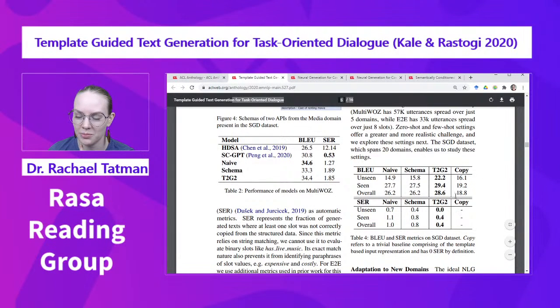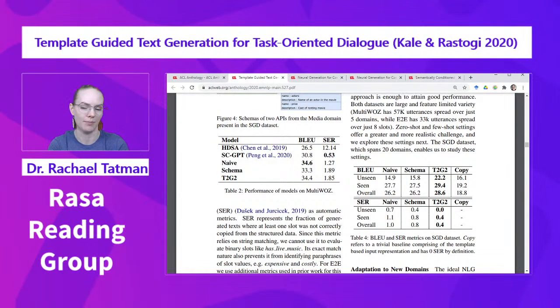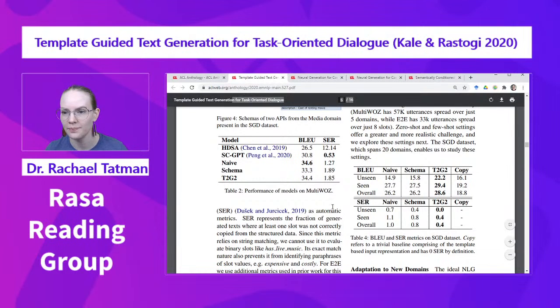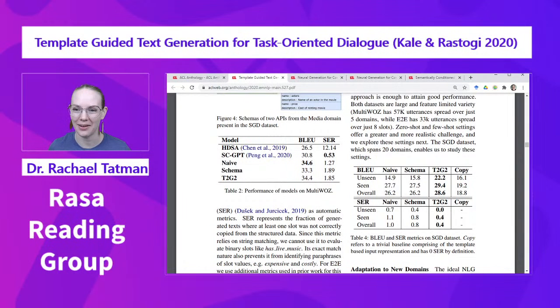Except for copy, which has 0 error because it is a trivial baseline comprising the template-based input representation and has 0 rate by definition. So this is just sort of using templates. They're always right. I'd recommend them even if they don't sound quite as natural, because for the applications most of the folks I talk to are working on, it's more important to be correct.